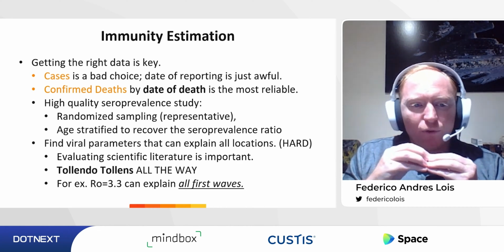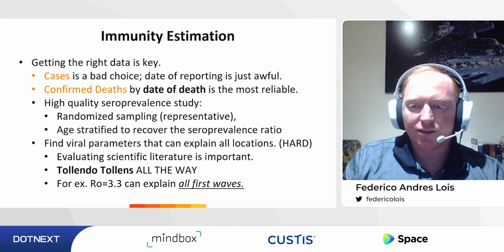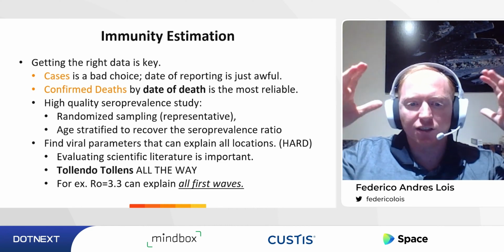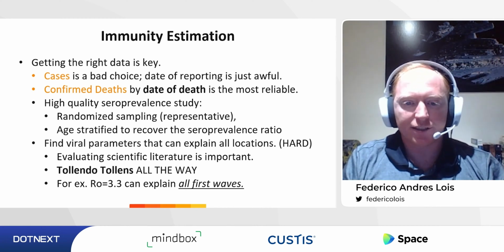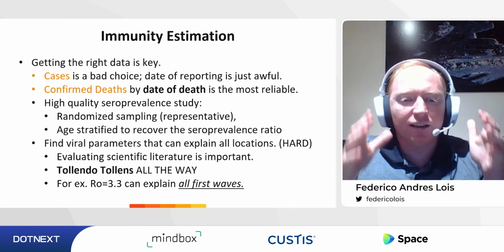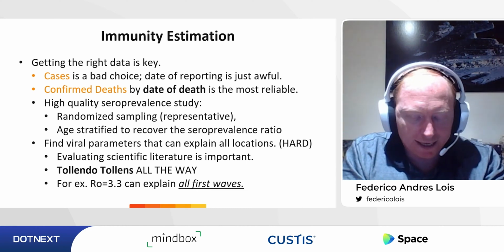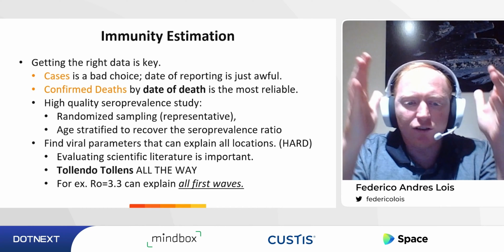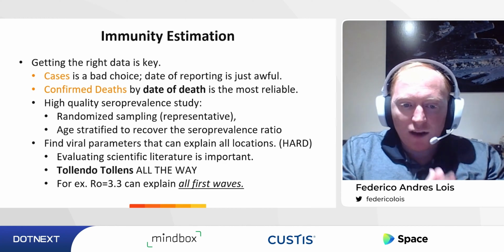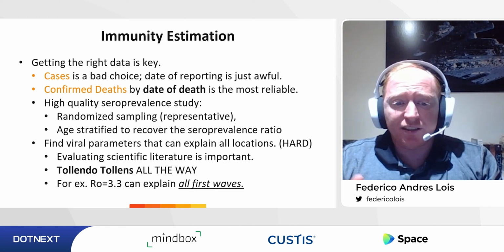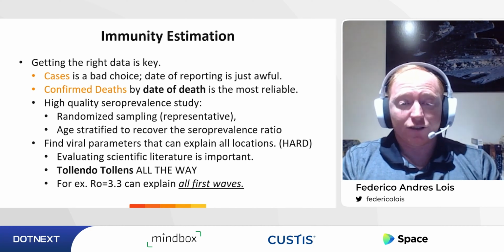And then what we do is we find the vital parameters that explain all locations. I'm serious here. We studied 6 different locations, and all those locations can be explained with the same parameters. This is modus tollens. If you can't explain someplace with this setup, then your model is not correct. And we found, for instance, that even with an R0 of 3.3, you can explain all first waves, which is very, very interesting.